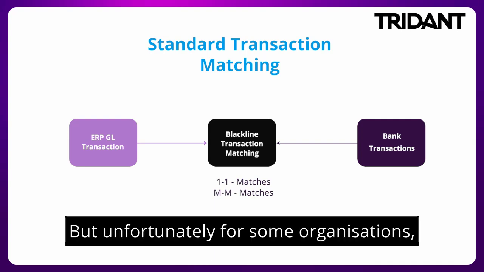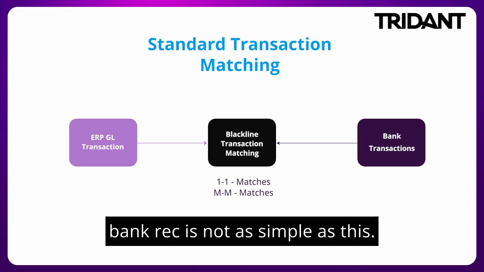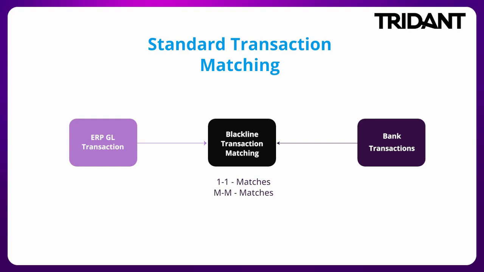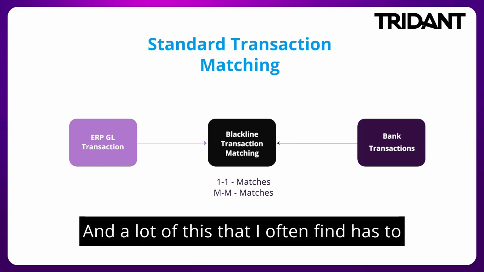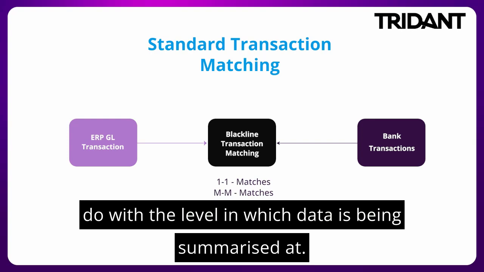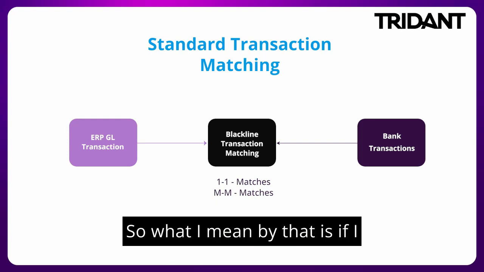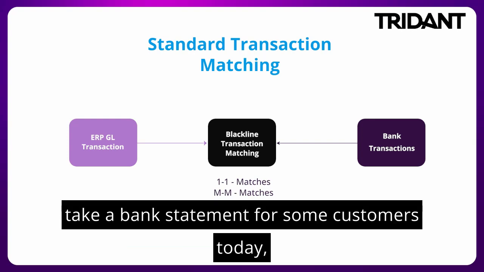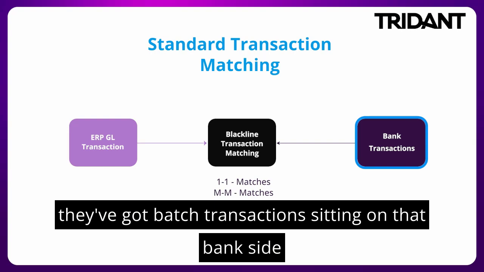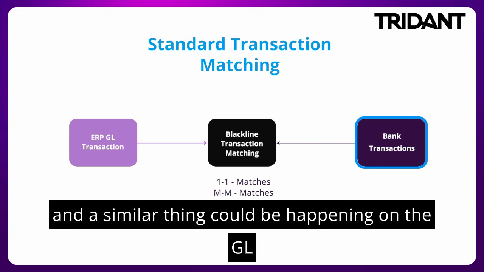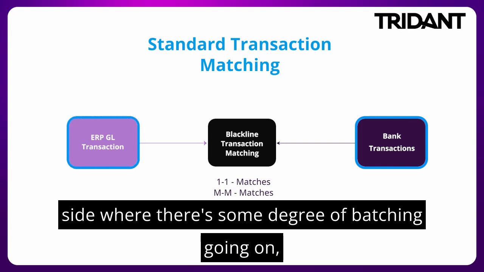But unfortunately for some organizations, the bank rec is not as simple as this. A lot of this that I often find has to do with the level at which data is being summarized. So what I mean by that is, if I take a bank statement for some customers today, they've got batch transactions sitting on that bank side. And a similar thing could be happening on the GL side, where there's some degree of batching going on.